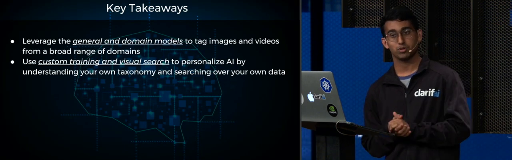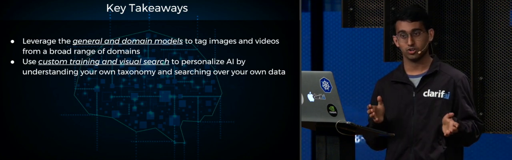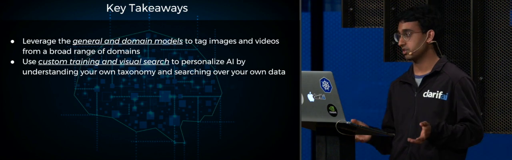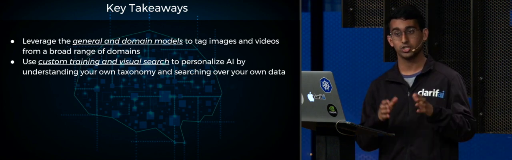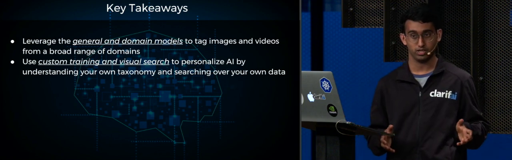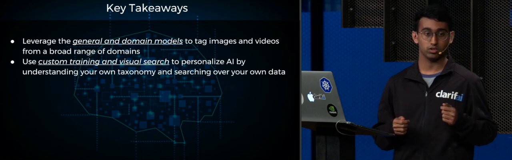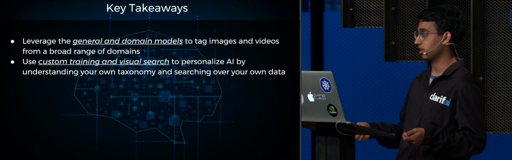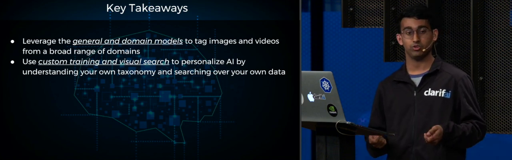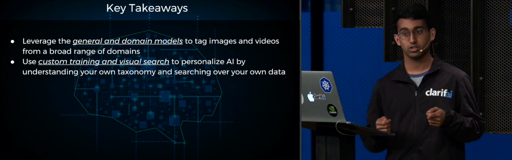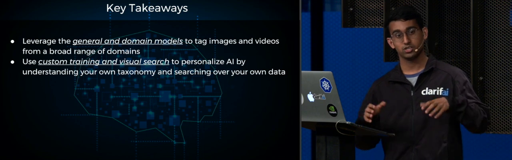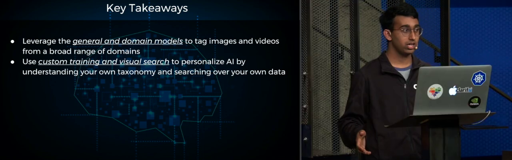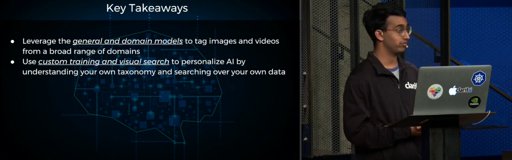So that kind of wraps up my talk. The key takeaways are that you can leverage the general and domain models from our V1 set of APIs to tag a bunch of images from a broad range of domains. And then maybe the images that you want to tag aren't really part of the understanding of our domain models. In that case, you can use custom training and visual search to personalize your AI by understanding your own taxonomy and searching over your own corpuses of data.